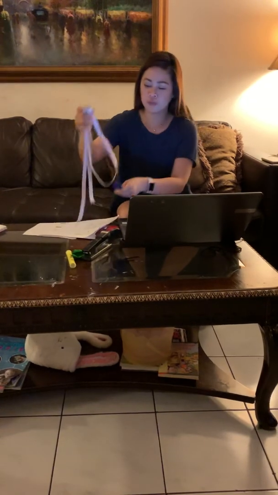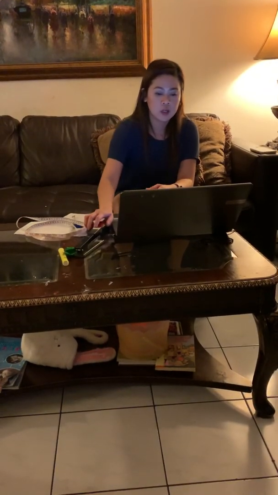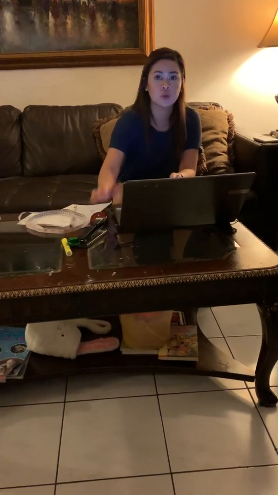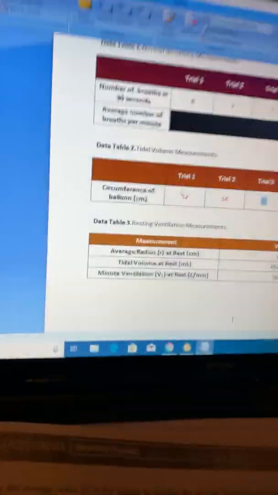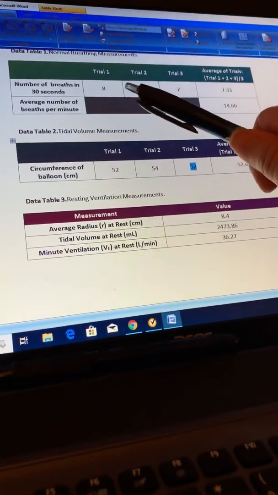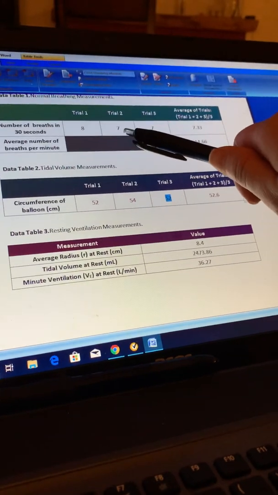The same thing, you have to measure your breaths within 30 seconds, and after that, you're also going to be blowing into the balloon. So I'm going to show you what I have based on the experiments that I have already done earlier. The first respiration that I got in 30 seconds is 8, and the next ones are 7 and 7.